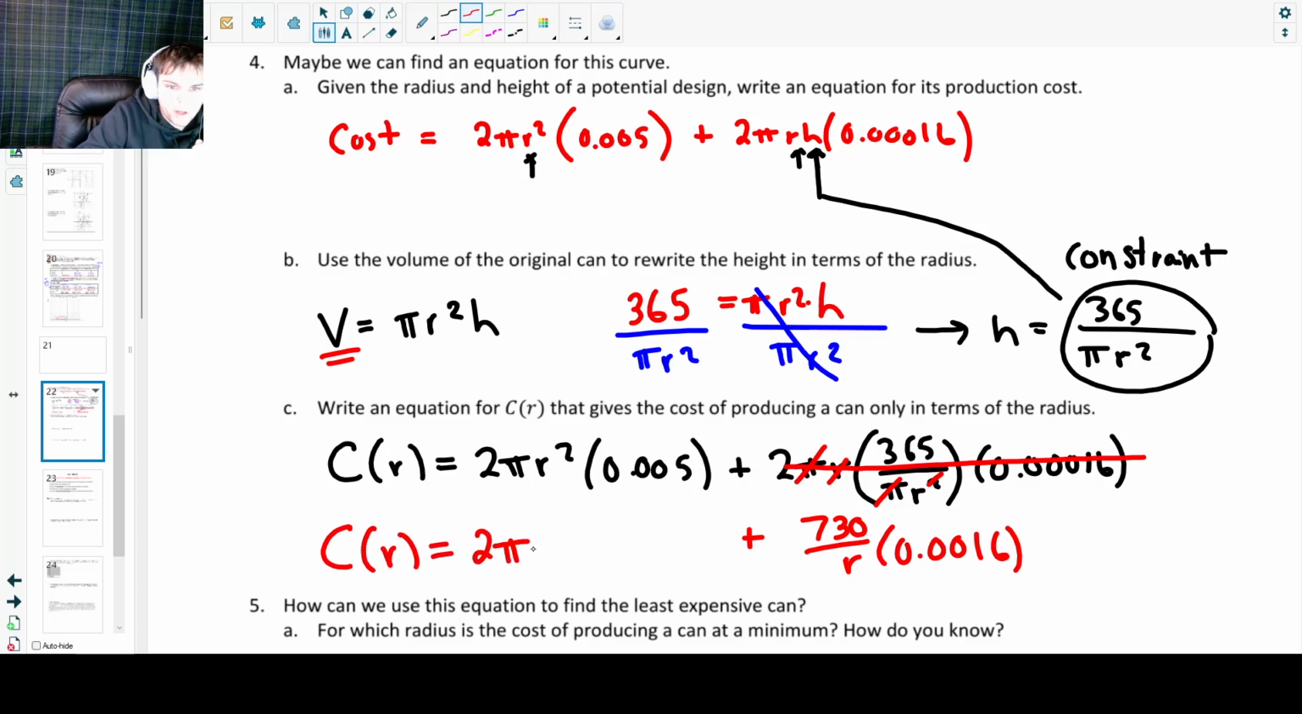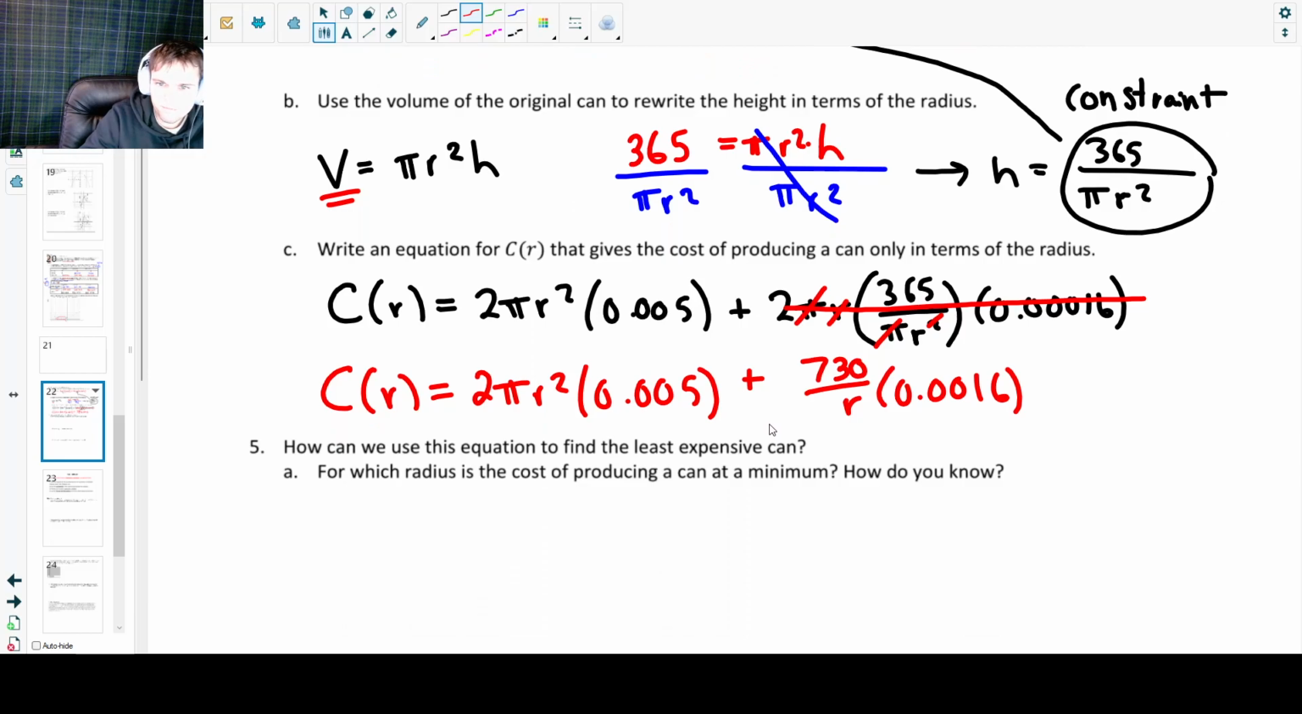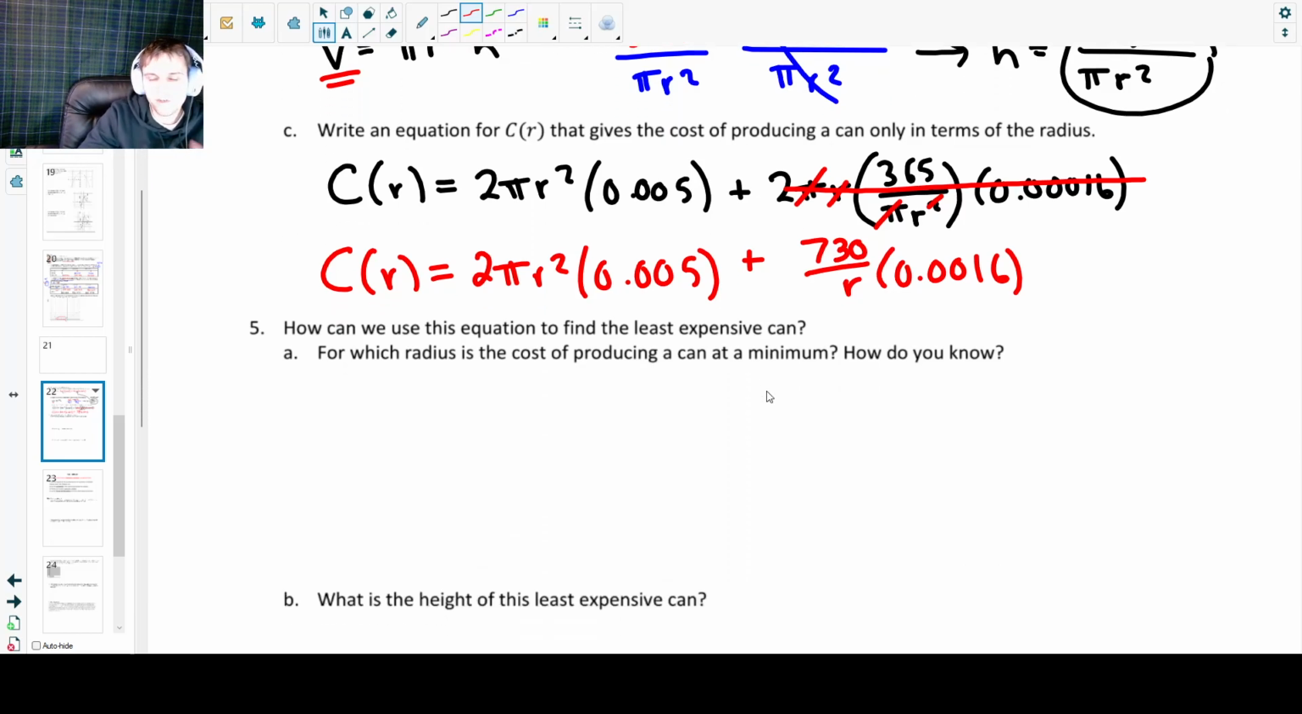Now, how can we use this simplified cost equation that we've come up with, that's based solely on the radius, to help us figure out the minimum cost, right? Well, we're looking for the lowest value. We're looking for the lowest output that this function has. We're looking for the absolute minimum, essentially, right? So we're going to be doing the first derivative test. We're going to figure out when potentially this is equal to 0, for our critical values, and then we're going to figure out, based on that, where the minimum is located.